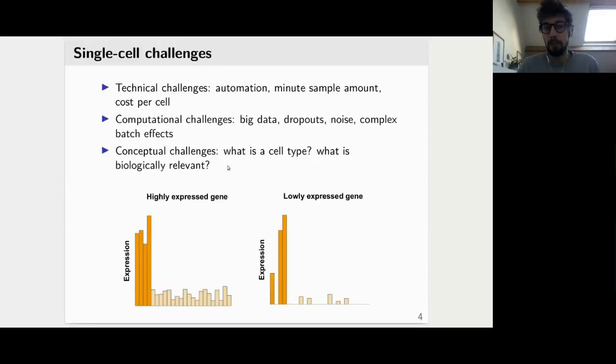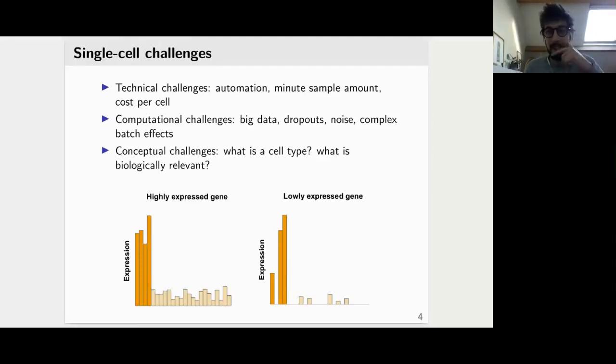There are also computational challenges. Many more samples also means big data. Because of minute samples, there are also dropouts. Dropouts refers to the fact that when the levels are so low, sometimes we're just not able to analyze them. You can see it on the bottom right that for some cells, we have no information. Then you also have important batch effects that need to be carefully corrected for. And then finally, we have conceptual challenges.